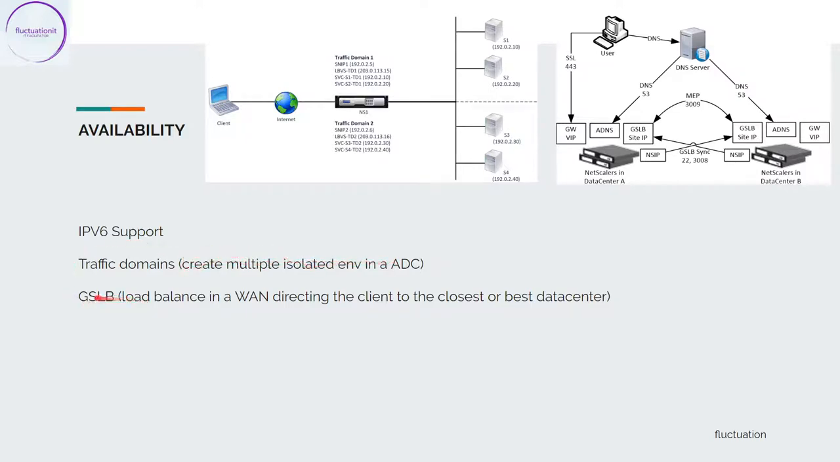And we have GSLB. GSLB load balances by directing the client to the closest or best data center. You can think, for example, of one Netscaler in data center A, say in New York, and another one in England. Depending on where the users are, the request will be load balanced to the appropriate Netscaler. This is something amazing, GSLB is something very terrific.